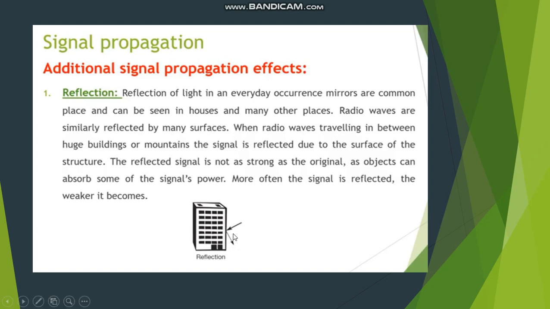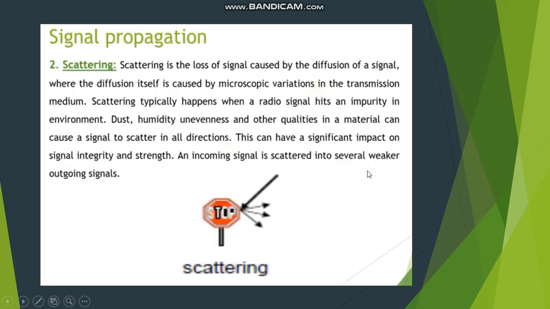Why? Because whenever you hit a surface, the object you are hitting may absorb some of its strength, some of its power. Because of it, the reflected signal will lose some of its strength and will not be as strong as the original one. The more it is reflected, that is, the more it collides, the weaker it becomes, and the more problems it will have reaching the receiver's end. So the first effect is reflection, because of which the signal gets weak.